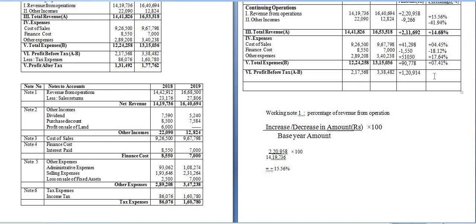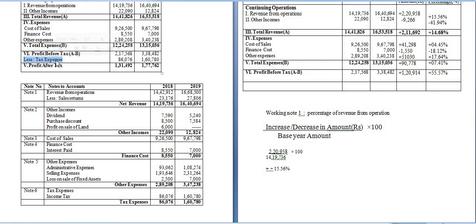Okay. Now find out the percentage. How will you find out percentage? 1,20,914 divided by how much? 2,17,568. Why 2,17,568? Because it is the base year amount of profit before tax. So how much is it? 55.57%. So plus here 55.57%.